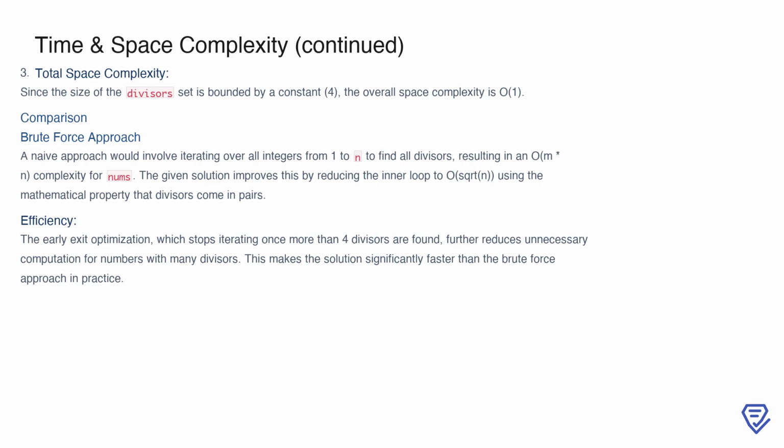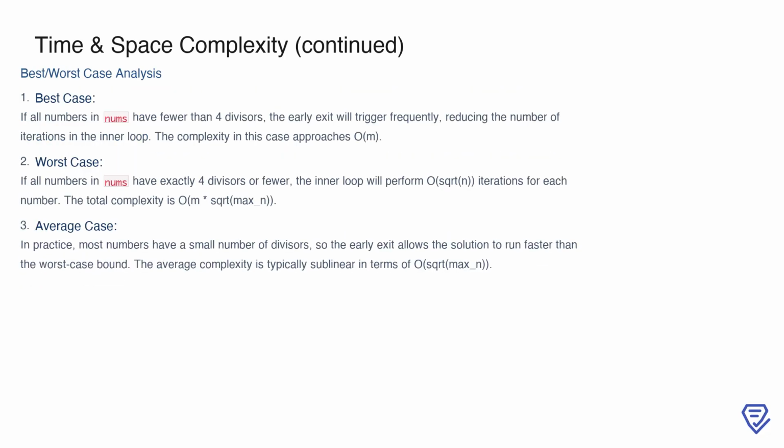Additionally, the early exit condition prevents unnecessary iterations for numbers with more than 4 divisors, further enhancing efficiency. These optimizations make the solution significantly faster and more practical compared to the brute force approach, especially when dealing with larger input sizes. Let's break down the analysis into best, worst, and average cases. In the best case scenario, if all numbers in nums have fewer than 4 divisors, the early exit will trigger frequently, allowing the inner loop to terminate quickly.